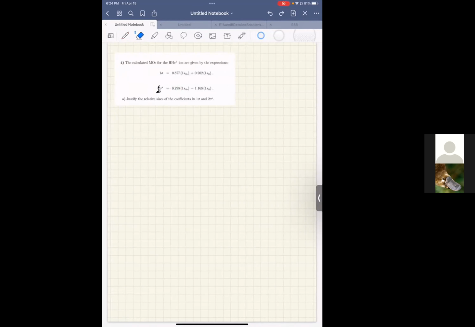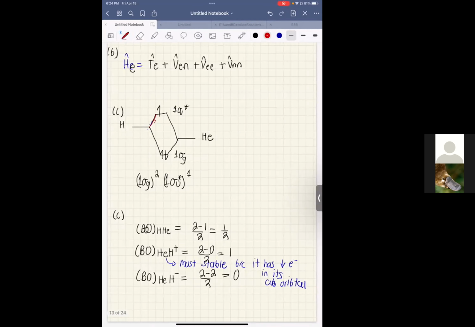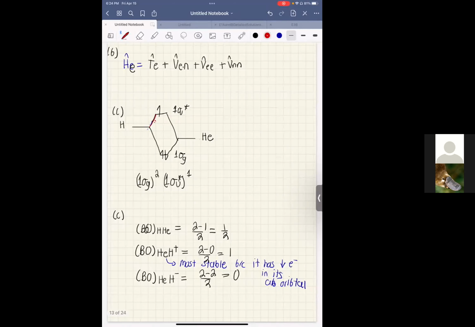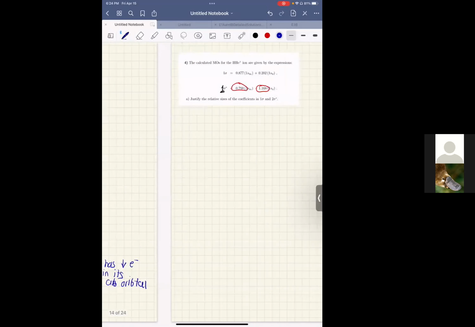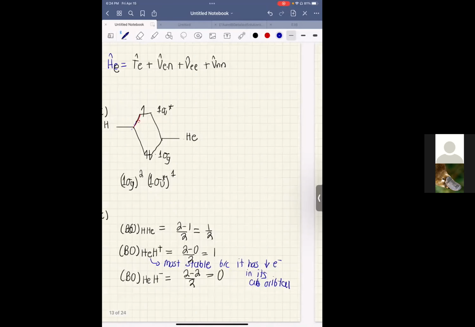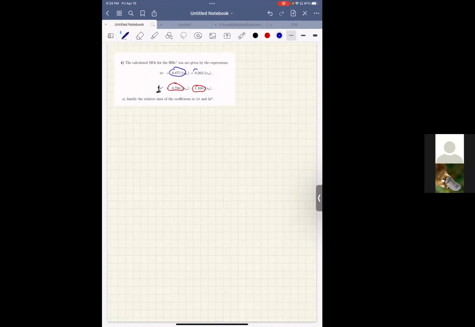Oh wait, that's not here. Oh, right here. And because helium is not close in energy to the anti-bonding orbital, it's going to have a lower coefficient. It's the reverse for the bonding orbital, which is closer in energy to the helium atom, and that means the helium coefficient is going to be much higher than the hydrogen atom's. So the hydrogen coefficient is going to be less.